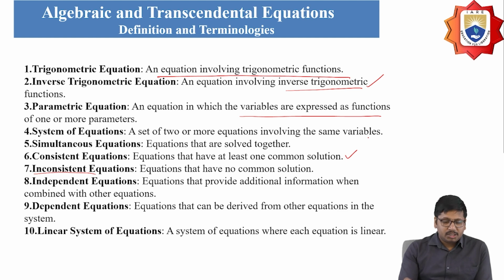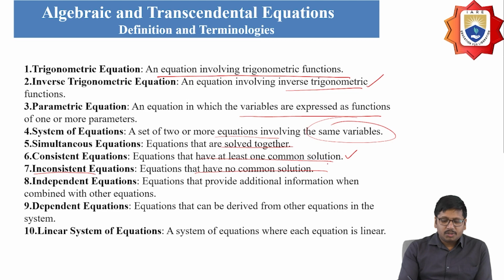And the system of equations means a set of two or more equations which involve the same variables. Simultaneous equations means the equations that are going to be solved together. Consistent equations means equations that have at least one common solution. And inconsistent means equations that have no common solution.